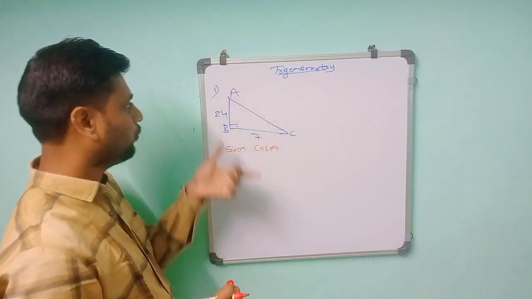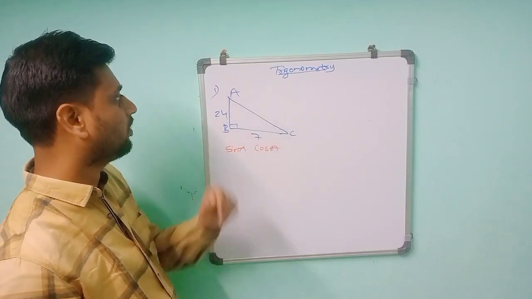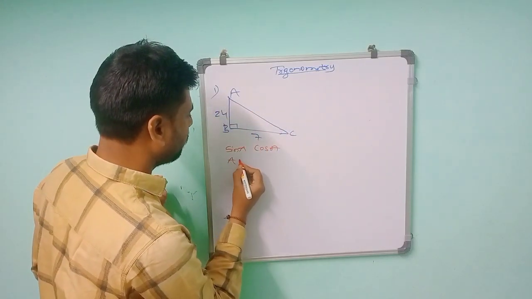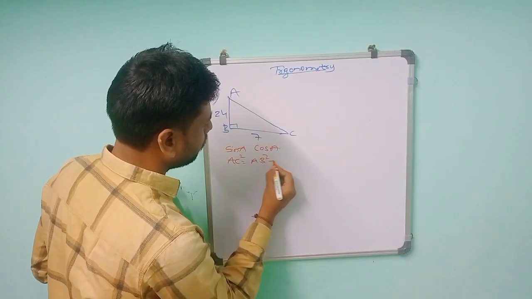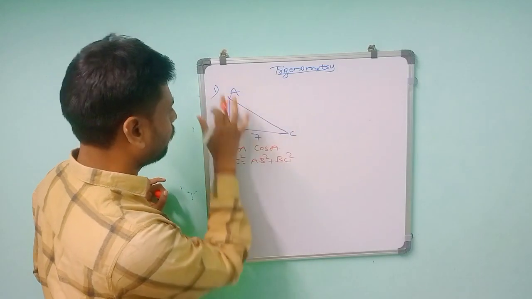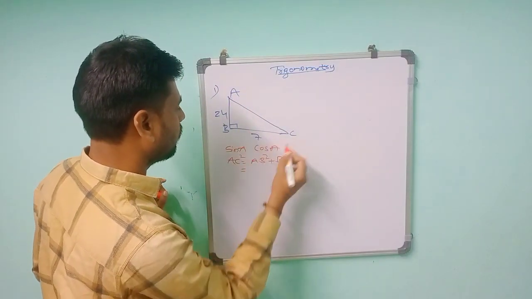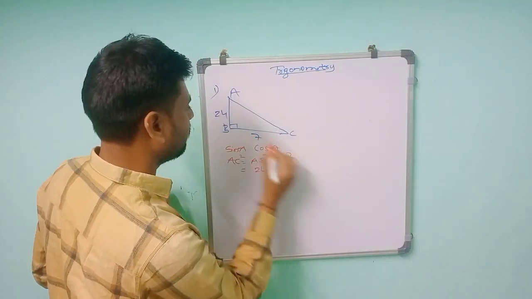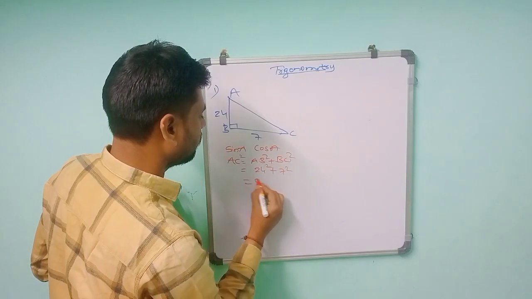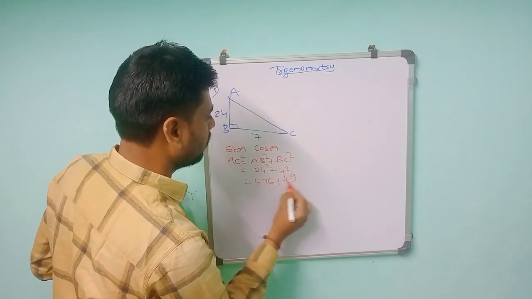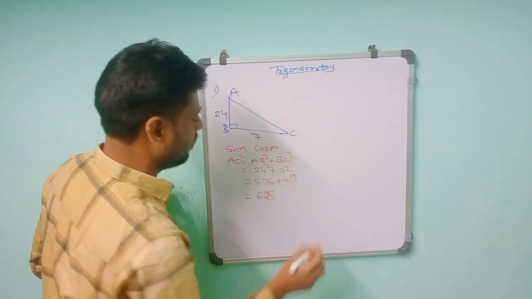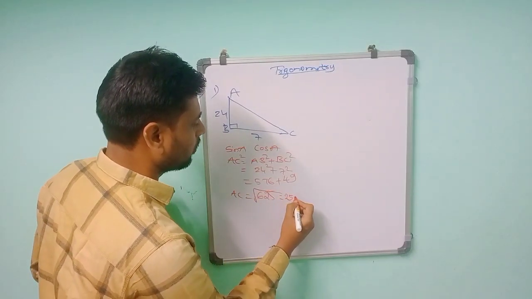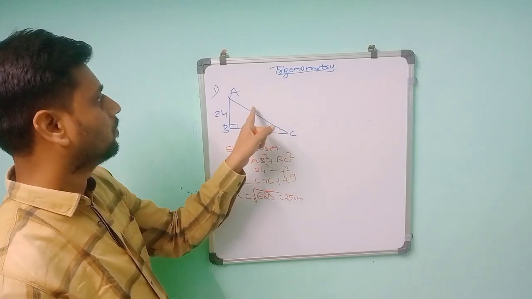Before that, when they give two sides, you have to find the other side of the triangle. Here this one is the hypotenuse, this is the base, and this is the altitude. The formula is the Pythagoras theorem: AC square is equal to AB square plus BC square. AC is not given. AB is 24, so 24 square is 576 plus BC 7 square is 49. The total will be 625. So AC is the root of 625, which is 25 centimeter.